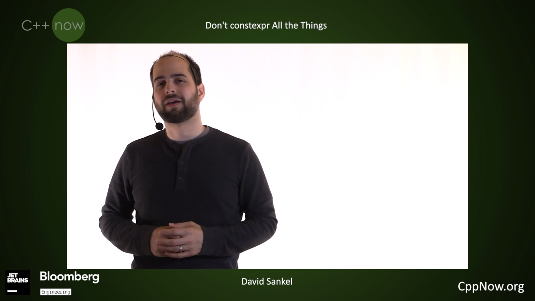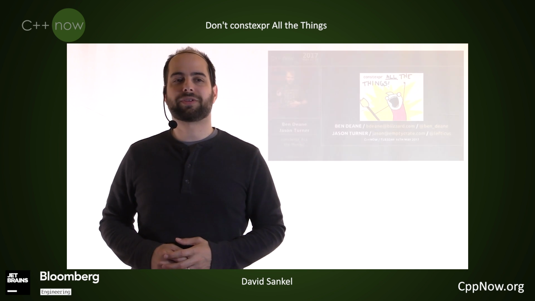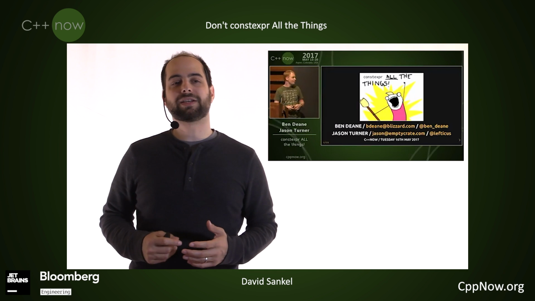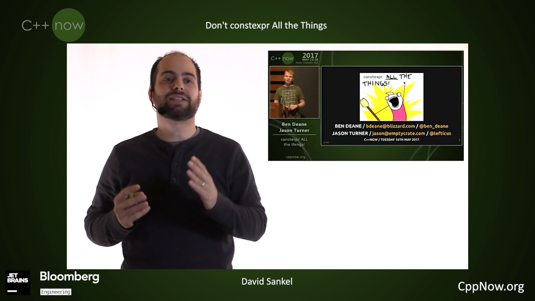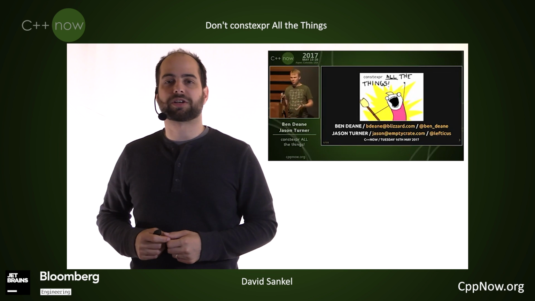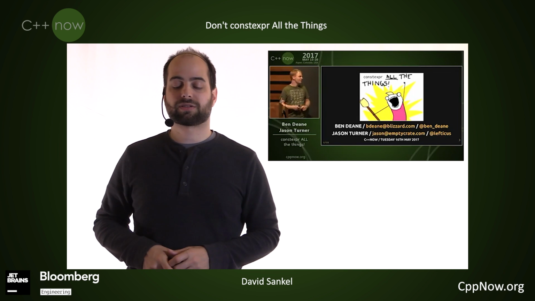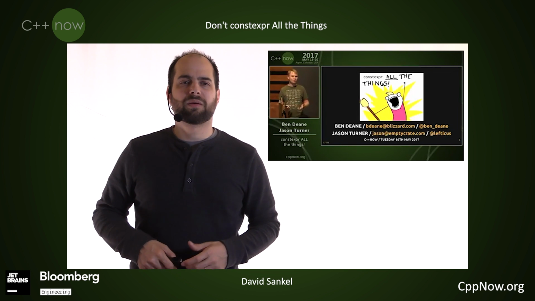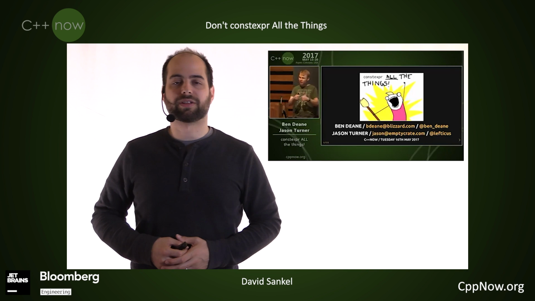And then came Constexpr All the Things. So Ben Deane and Jason Turner came up with this idea to where you can take constexpr expressions, which were introduced in C++11, and make a JSON parser out of the thing.